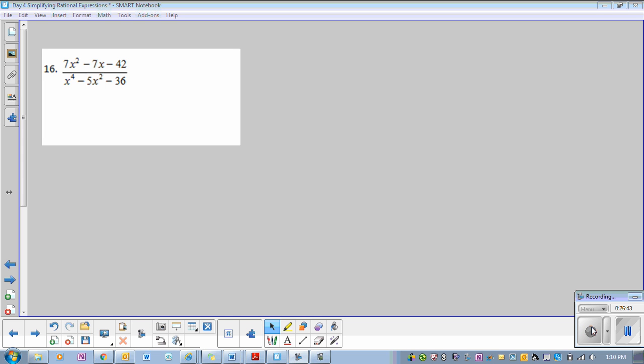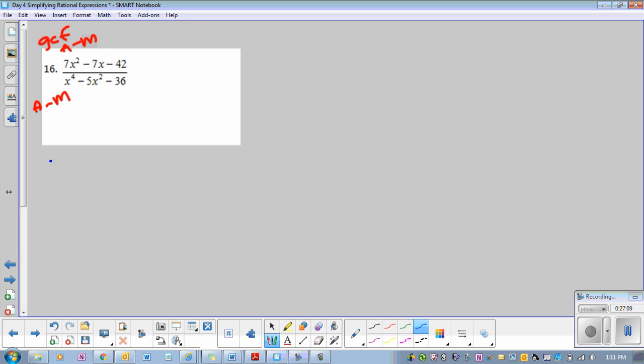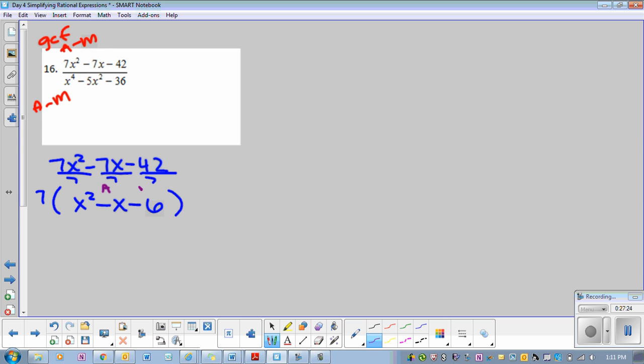Okay, so this one, 7x squared minus 7x minus 42, and in the denominator we have an x to the 4th. Up on the top we have a GCF and an AM. Down at the bottom we have an AM, but this one has to be grouping, because we have an x to the 4th. I'm going to start with my 7x squared minus 7x minus 42. Take a 7 out of everything. x squared minus x minus 6. Do AM.